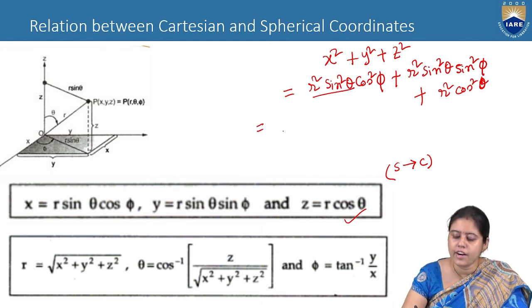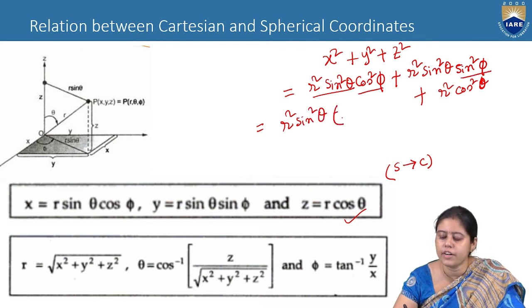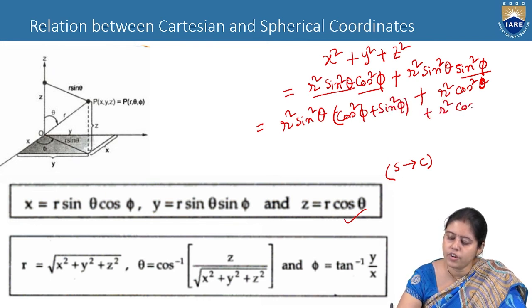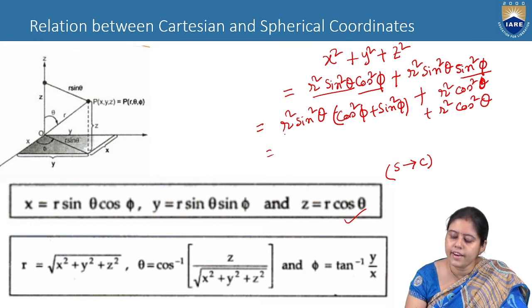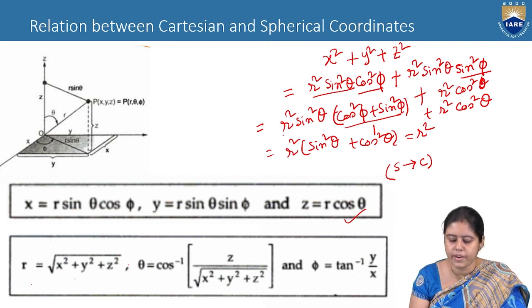Now, if we take r square sin square theta common, what is the value? Cos square phi plus sin square phi. The value is 1. Plus r square cos square theta. So, as this value is 1, it is r square times sin square theta plus cos square theta. So, it is r square. So, r is equal to root of x square plus y square plus z square.